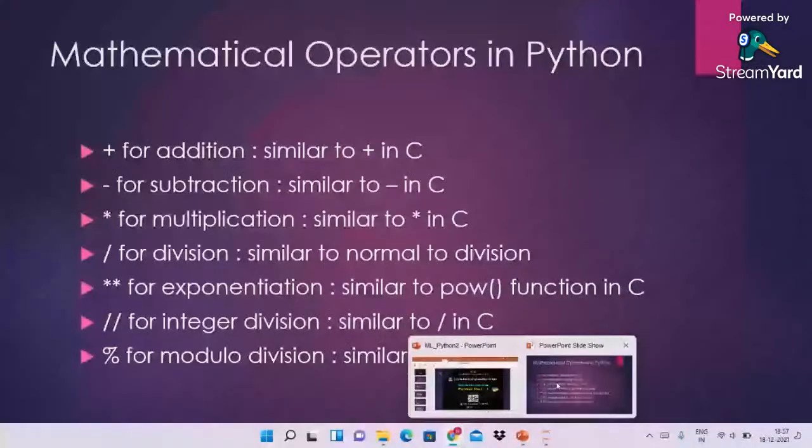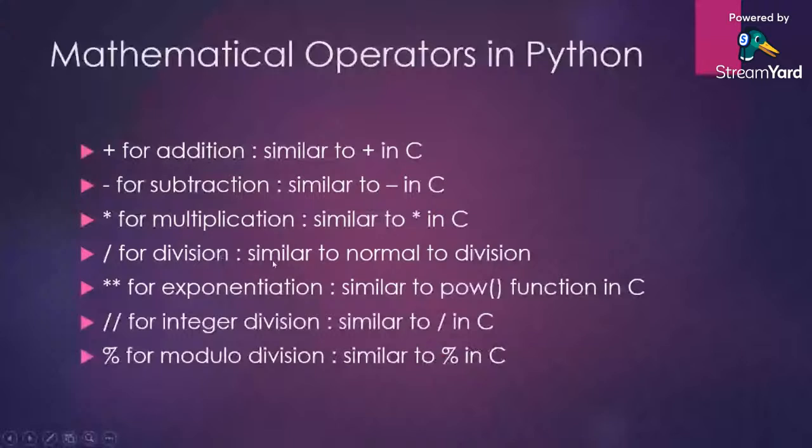So yeah, the slash is for division, which is very similar to the normal division that we perform, okay? So the double asterisk symbol is used to express the exponentiation. Like if you want to write exponents, you can use that.